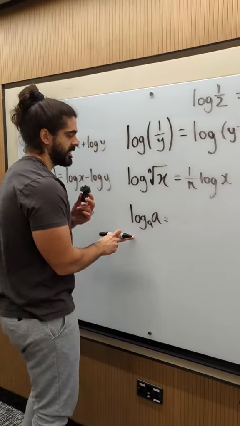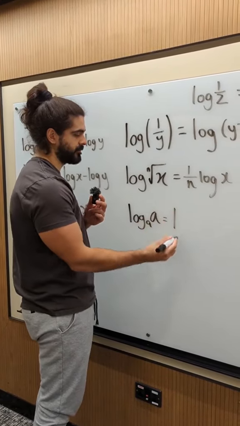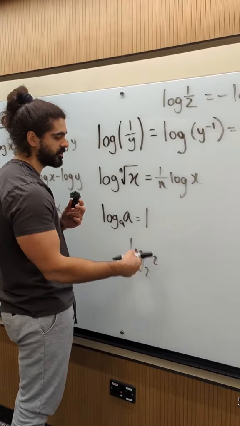Now here, this is saying a to the power of what is a? 1. So for example, if you see log base 2 of 2, it's saying 2 to the power of what is 2, the answer is 1.